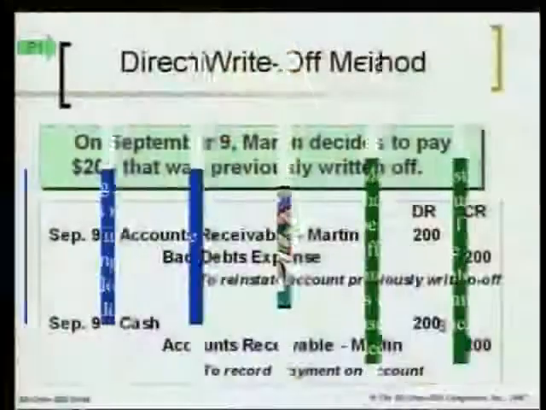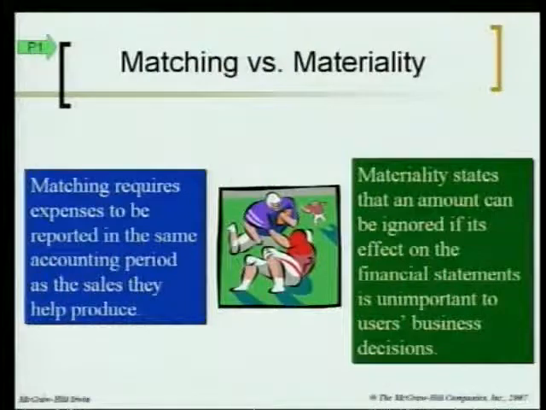Do you remember what the matching principle is? The matching principle states that we want to have expenses recorded in the same period as the revenues that they helped create. And that's being violated, is it not? Because the revenue was recorded in November of 08, the expense was recorded in August of 09. Thus, the direct write-off method, while simple, is a violation of the matching principle. So what we have to use, and it talks about this on this slide, about the matching principle over here.